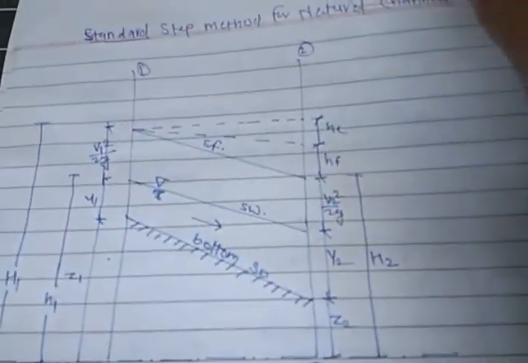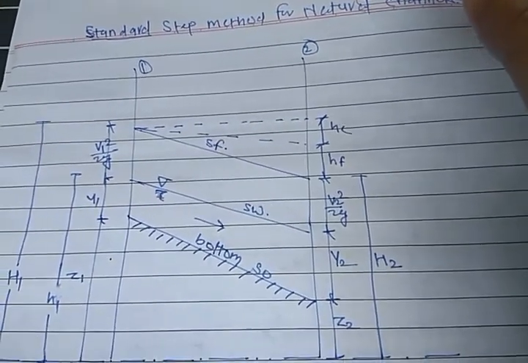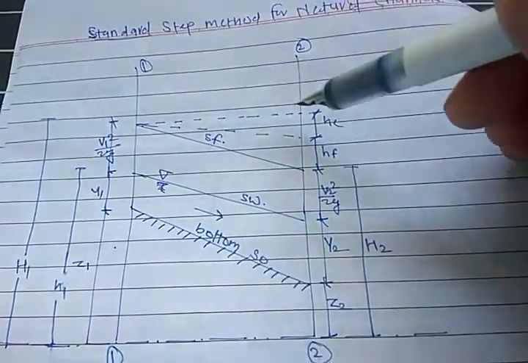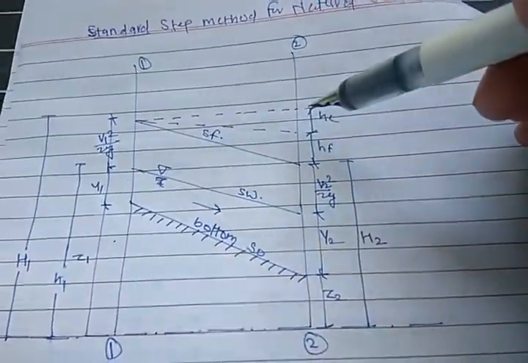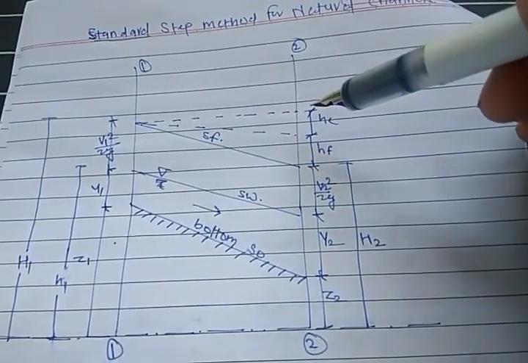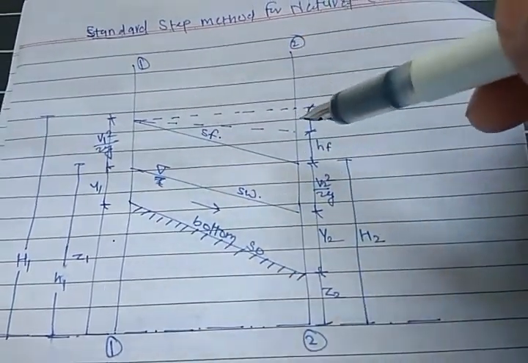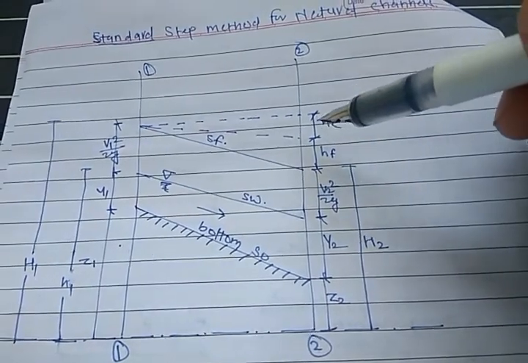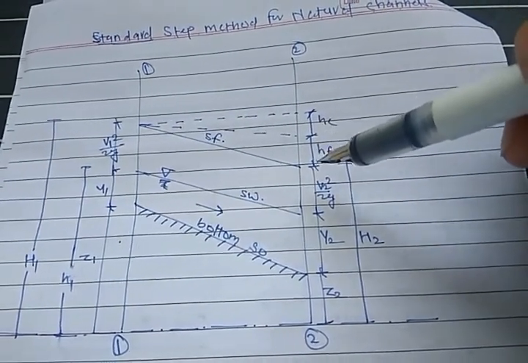Okay, see this diagram. This is a horizontal line connecting section 1 and section 2, showing points of same energy. But we know energy does not remain the same, it goes on decreasing. So at section 2 it has decreased by this amount HE, and further by HF.